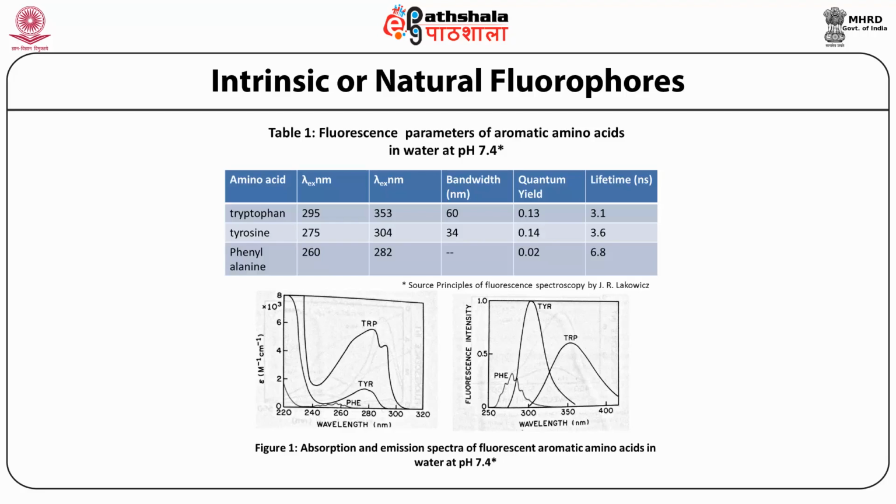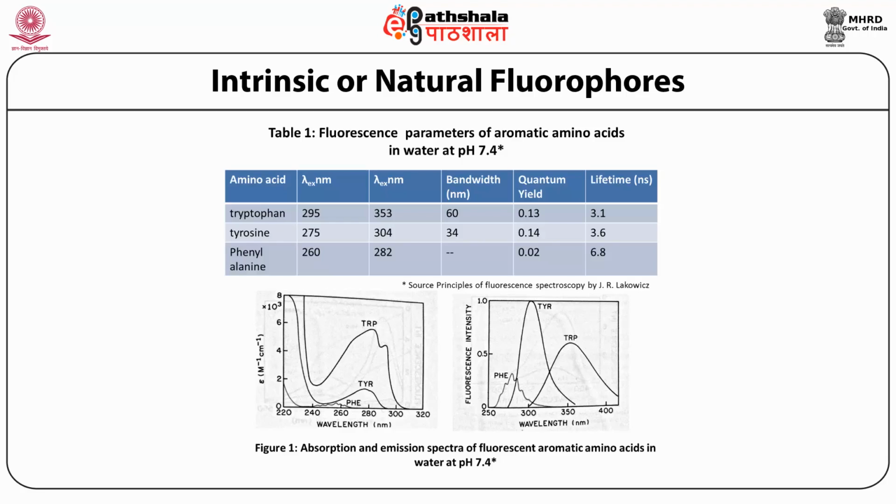Tyrosine has an excitation wavelength of 275 and an emission wavelength of 304 nanometers, with a bandwidth of 34 nanometers, quantum yield of 0.14, and lifetime of 3.6. Phenylalanine has an excitation wavelength at 260 nanometers with emission wavelength at 282, with unknown bandwidth, quantum yield of 0.02, and the highest lifetime of 6.8 nanoseconds.